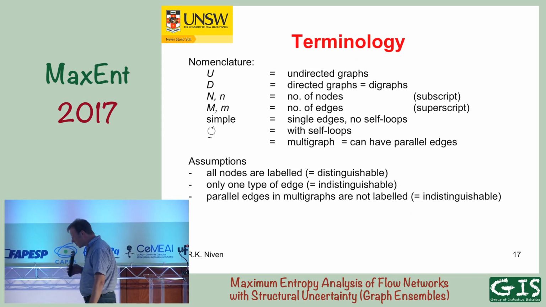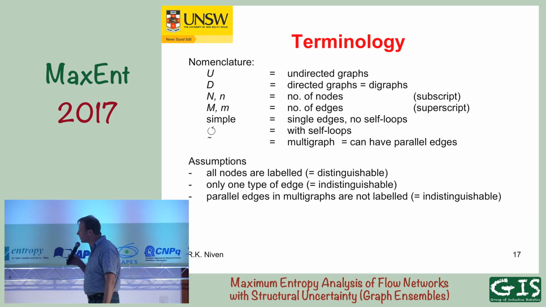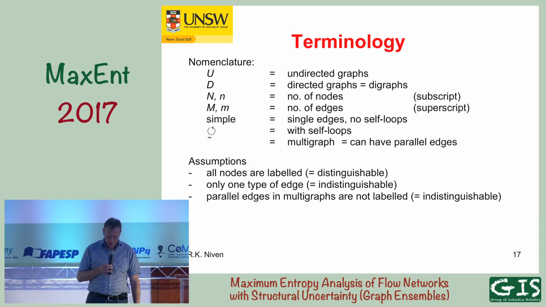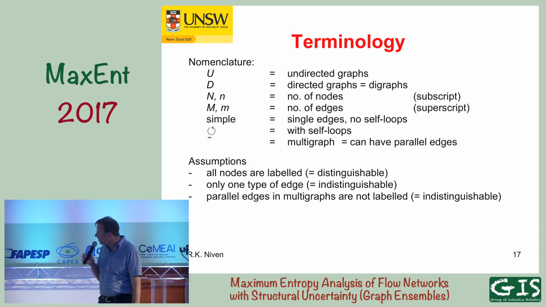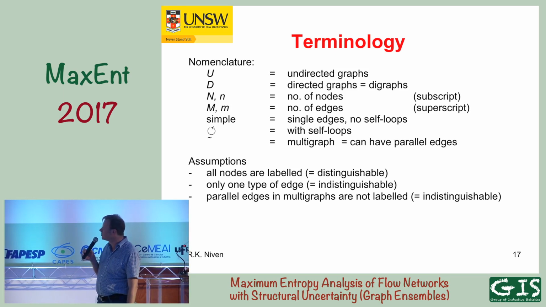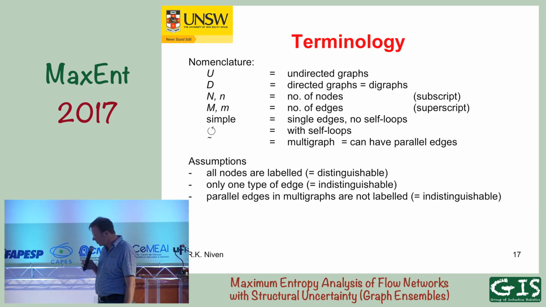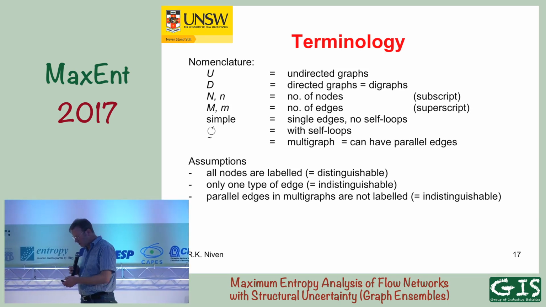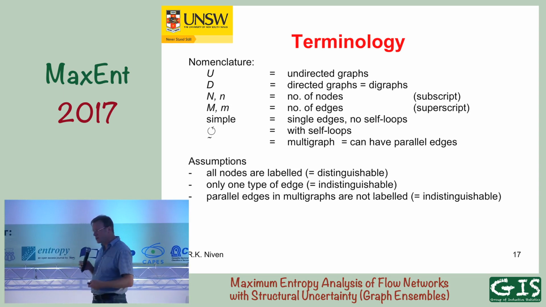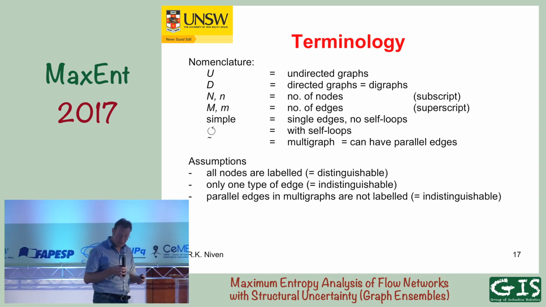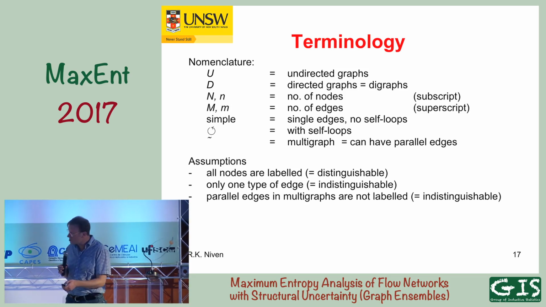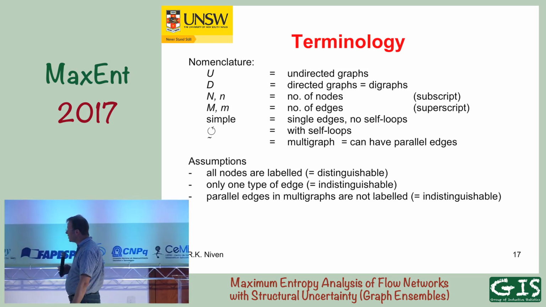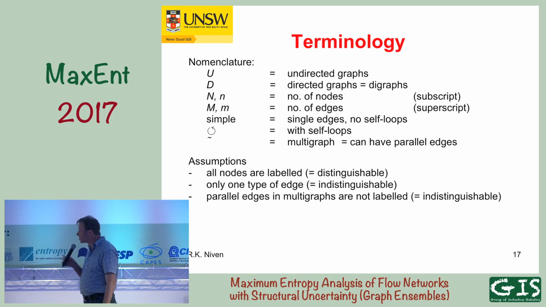You've got to invent some terminology or you'll get yourself very confused. So undirected graphs are U's. Directed graphs, I'm calling with the symbol D. Nodes, I'm using the symbol capital N or small n, and edges, M. A simple graph has single edges with no self-loops. If I have this sort of circular symbol here, that implies that that particular system has self-loops. And a multigraph, I'm just going to use a squiggle to designate that, so there's a possibility of parallel edges.